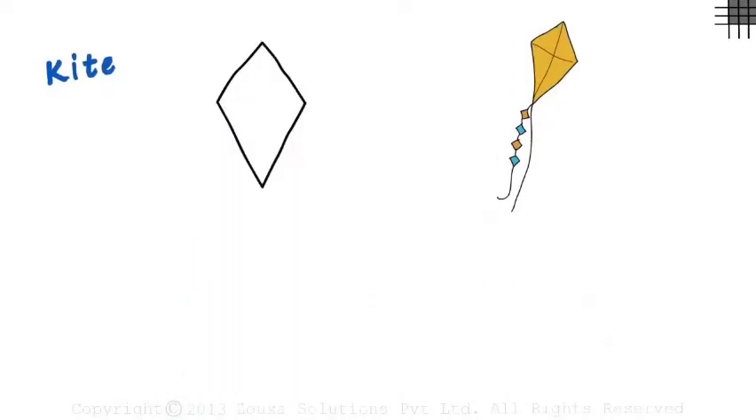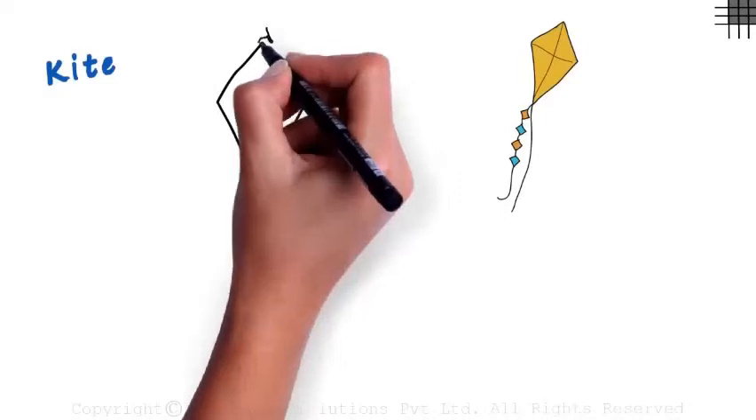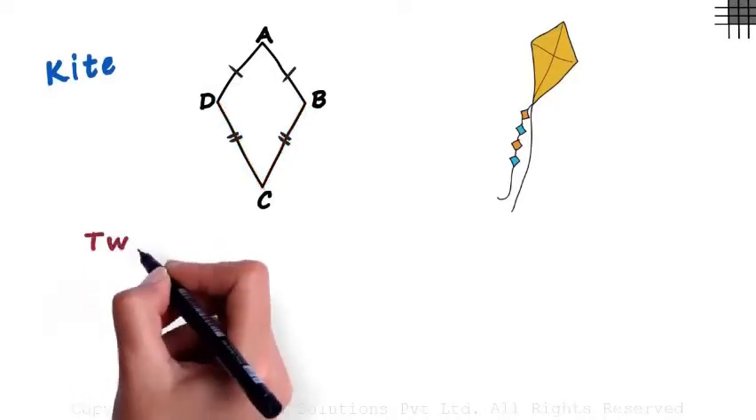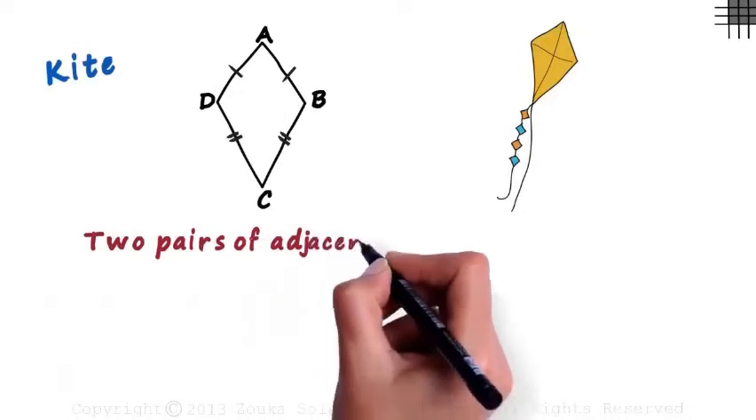Let's look at another type of quadrilateral. It's called a kite. We all know that a kite looks something like this. If we draw, it will look like this. Let A, B, C and D be its vertices. In this kite, these two sides are equal and these two sides are equal. This is one adjacent pair of sides and this is another pair of adjacent sides. So we can say that in a kite, two pairs of adjacent sides are always equal.